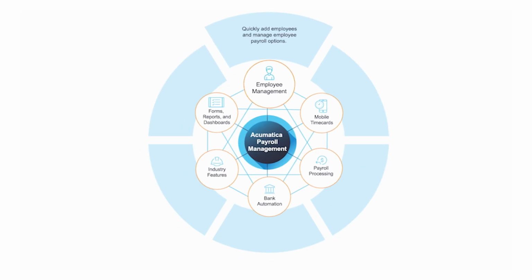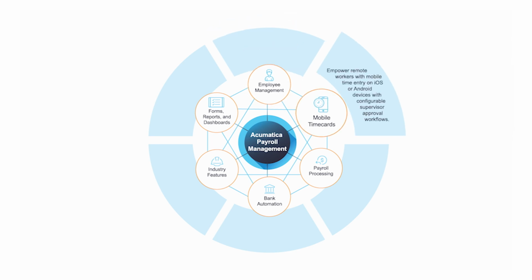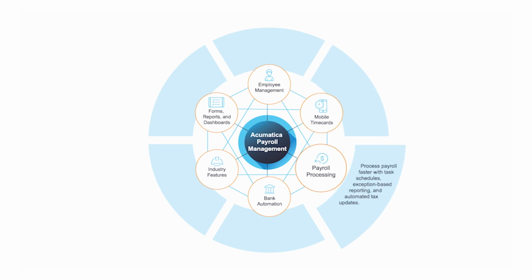Quickly add employees and manage employee payroll settings such as exemptions, union memberships, tax codes, and hourly or salary pay rates. Empower remote workers with mobile time entry and supervisor approvals on iOS or Android devices and desktop browsers. Schedule payroll runs with notifications to identify time entry inconsistencies. Rest easy with automated tax updates and streamlined vendor liability invoices for deductions and benefits.